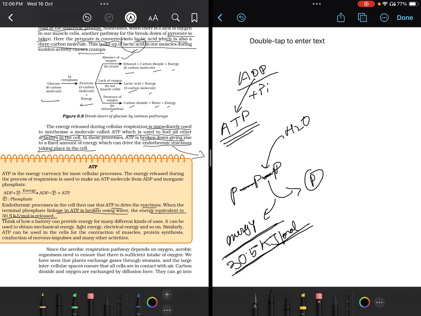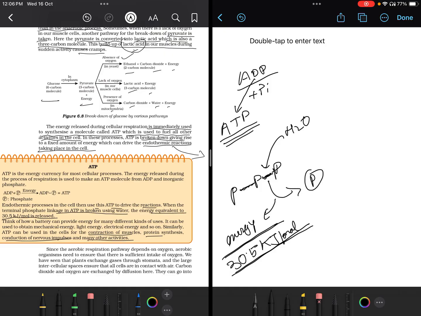Think how a battery can provide energy for many different kinds of use, and it can be used to obtain mechanical energy, light energy, electrical energy, and so on. Similarly, ATP can be used in cells for contraction of muscle. The function of ATP energy can be contraction of muscles, protein synthesis, conduction of nerve impulse, and many other activities. Okay.